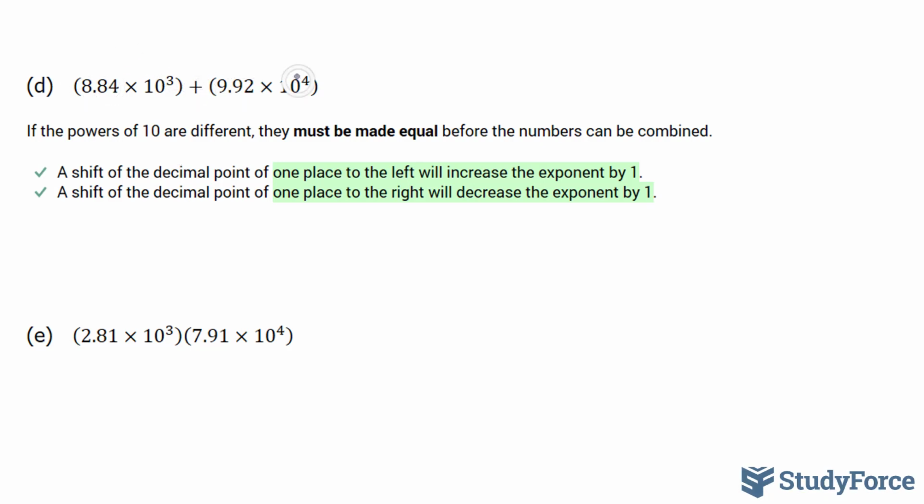So what I will do is this 10 to the power of 4, I'll make it 10 to the power of 3. And in order to do that, I'll follow this rule right here, which says a shift of the decimal point of 1 place to the right will decrease the exponent by 1.